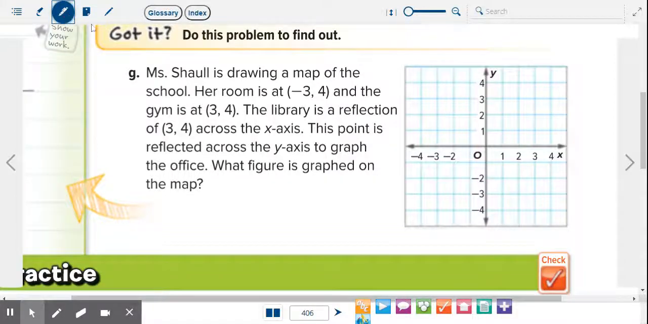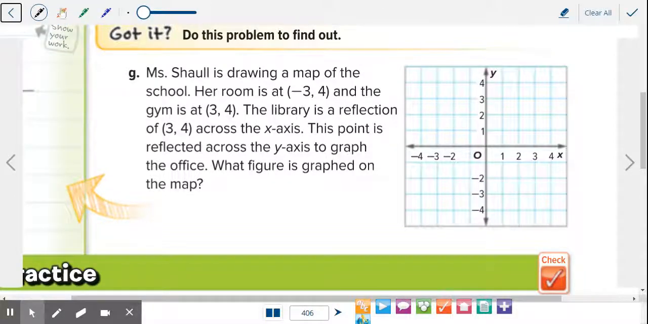So we can go ahead and graph both of those. Okay, so if we start at 0, -3 would be over here for our x. We go up to 4. So there's her room. Okay, now we got to do the gym. So we go over to 3, up to 4. All right, so now it says the library is a reflection of (3, 4) across the x-axis. So this one right here. So that would be the library.